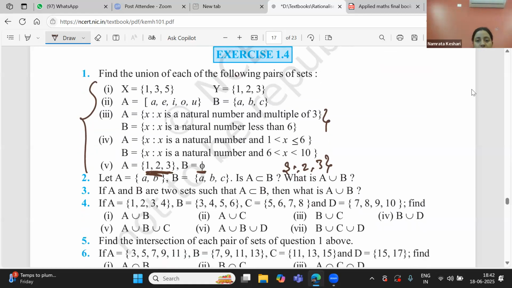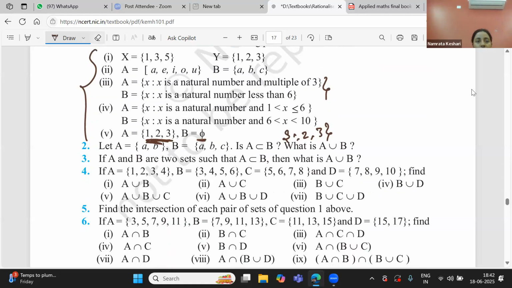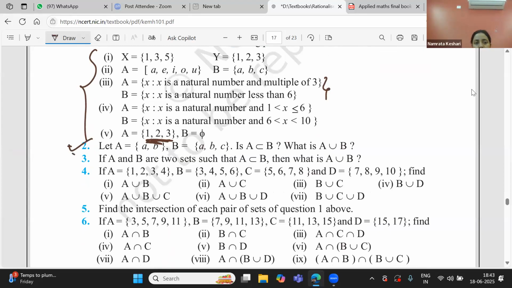Now the next one, I want to take the Venn diagram today. Okay, that's why I am just leaving these parts for you. Let me check the second one, the third one. Let A be this one, B be this one, A contained in B. What is A union B? Yeah, you'll be able to do this. You'll be able to do this as well. A, B, C, D is given. Then A union B. Yeah, these all you'll be able to do by yourself.